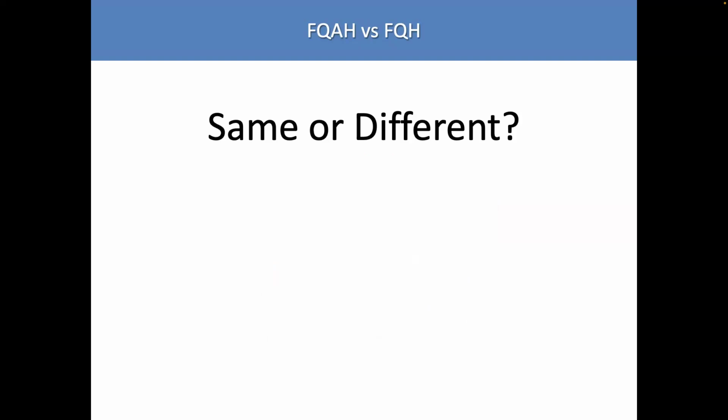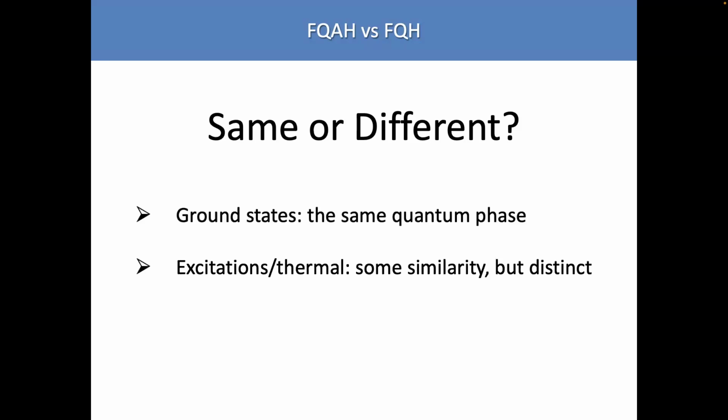Okay, so we have these fractional states. We can realize them with Landau levels in a magnetic field, which is called the fractional quantum Hall effect. We can also realize the same effect without a magnetic field, which is called the fractional quantum anomalous Hall effect. So the natural question to ask is whether these 2 states are the same state or totally different. The answer depends on whether we're talking about the ground state or about excitations. Let me show you the answer first.